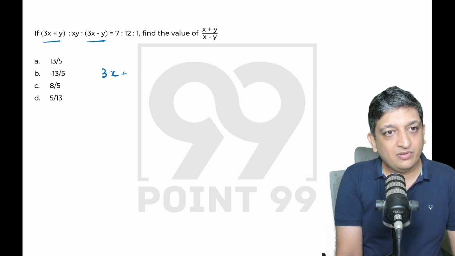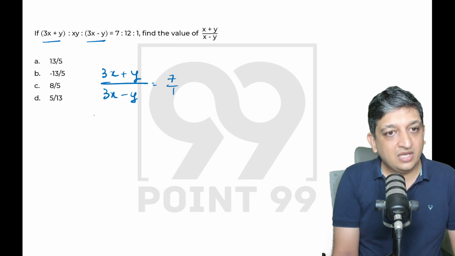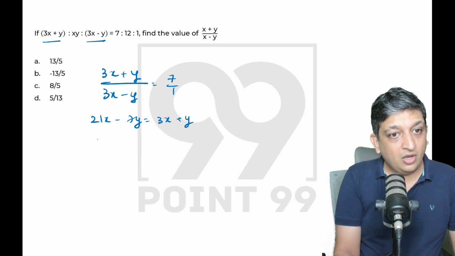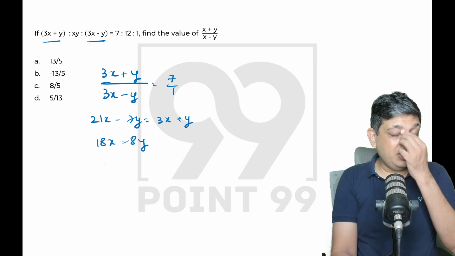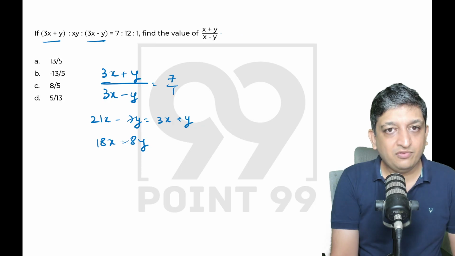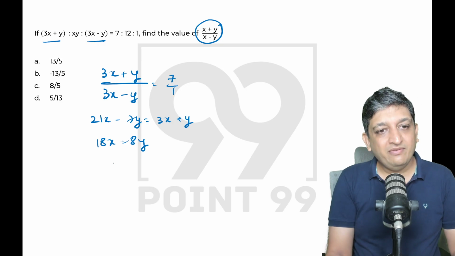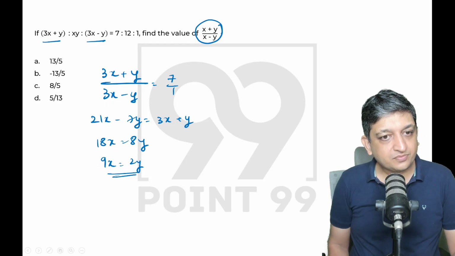So let's say I look at (3x plus y) upon (3x minus y) equals 7 by 1. So I am going to get 21x minus 7y equals 3x plus y, or I am going to get 18x equals 8y, right? That is what we are going to get. Now we have to find the value of (x plus y) upon (x minus y). So one thing we can do is we can just reduce this to 9x equals 4y. Let's say we do this.